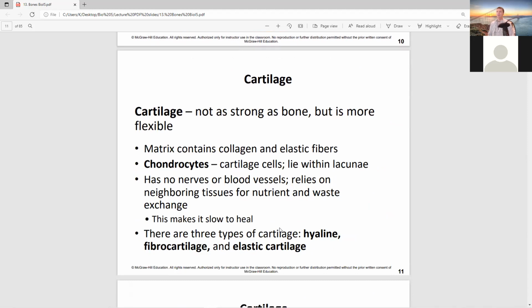Cartilage is not as strong as bone, but it's more flexible. The matrix contains collagen and elastic fibers. Chondrocytes are the cartilage cells that lie within the lacunae. Cartilage has no nerves or blood vessels and relies on neighboring tissues for nutrient and waste exchange. That makes it slow to heal. And there are 3 types of cartilage. We have hyaline, fibrocartilage, and elastic cartilage.